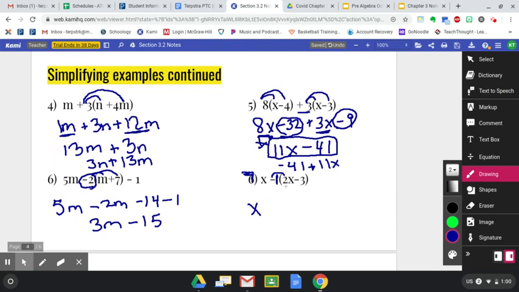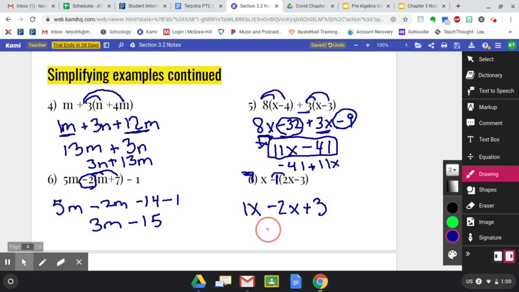So I'm going to take that and multiply. That would be a negative 2x. And then negative 1 times negative 3 is positive 3. So my like terms, right? Again, I'm going to write the 1 there just so I know. It's a 1x and a negative 2x.